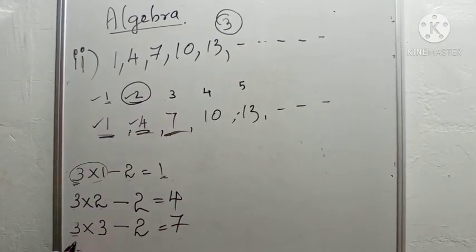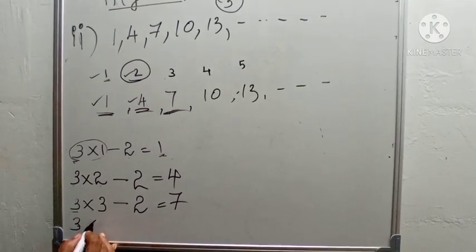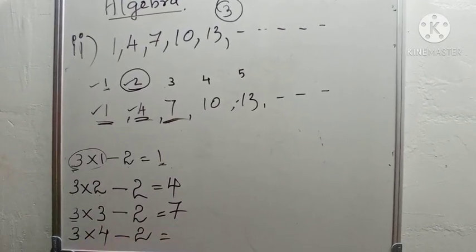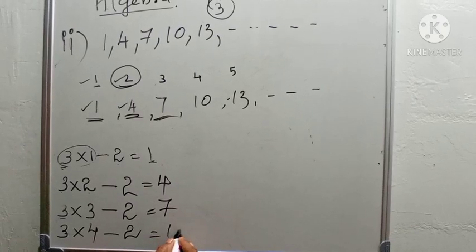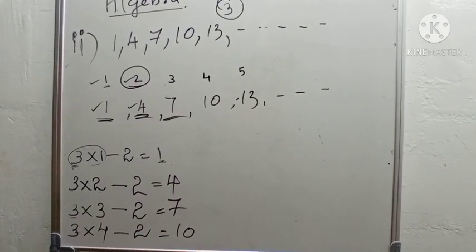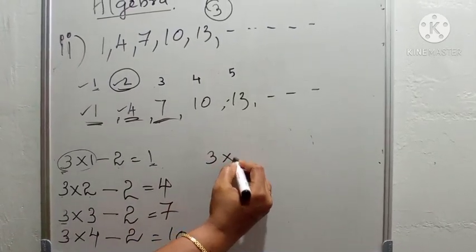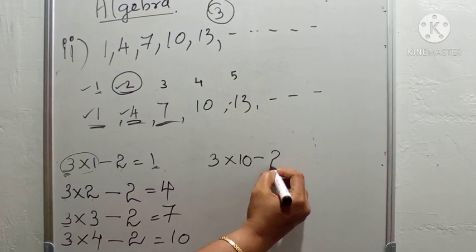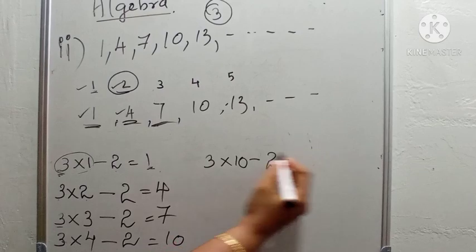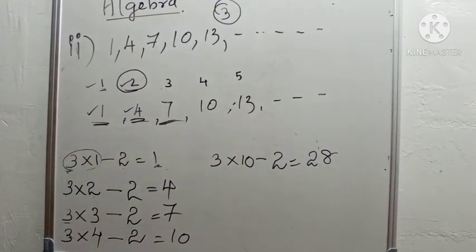Then what about the fourth term of this sequence? Yes, the fourth term is 3 into 4 minus 2. 3 into 4 is equal to 12, minus 2 is equal to 10. Then what about the 10th term of this sequence? The 10th term is equal to 3 into 10 minus 2. 3 into 10 is equal to 30. 30 minus 2 is equal to 28.